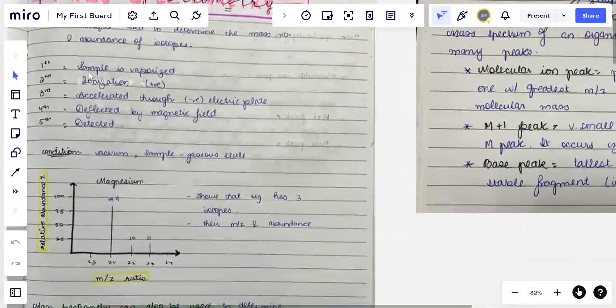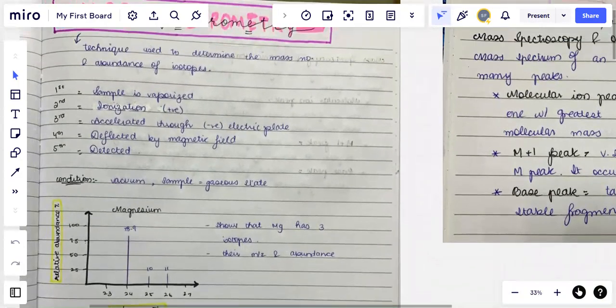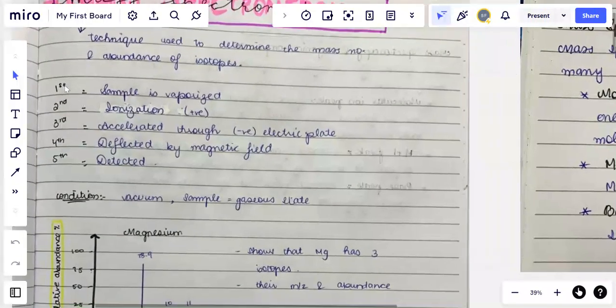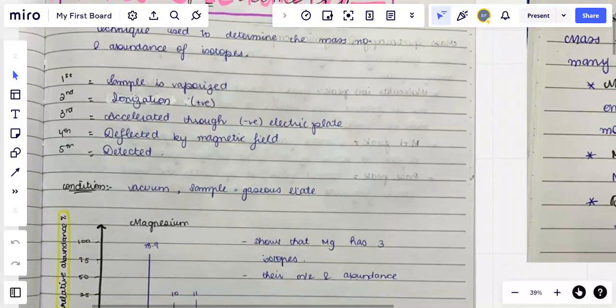These are the steps that are required for doing the detection in a mass spectrometer. Step 1 is vaporization. Before that, let me just familiarize you with the conditions. The two conditions that need to be met are that your sample should be in vacuum and your sample should be in gaseous state. So for converting the sample to a gaseous state, you need to vaporize it. So that's why it's the first step. Second step is ionization. Third is acceleration. Fourth is deflection. Fifth is detection.